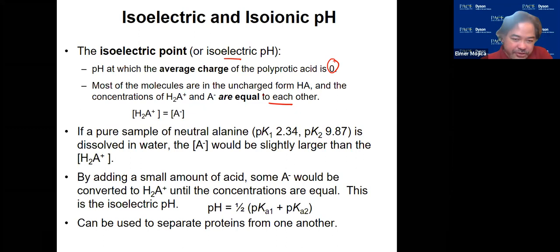So if you have a pure sample of neutral alanine and you dissolve it in water, the A minus would be slightly larger than the H2A plus. And by adding a small amount of the acid, some of this A minus would be converted to H2A plus until the concentrations are equal. Okay, so the isoelectric focusing, that's the one that they use for separation of proteins from one another.